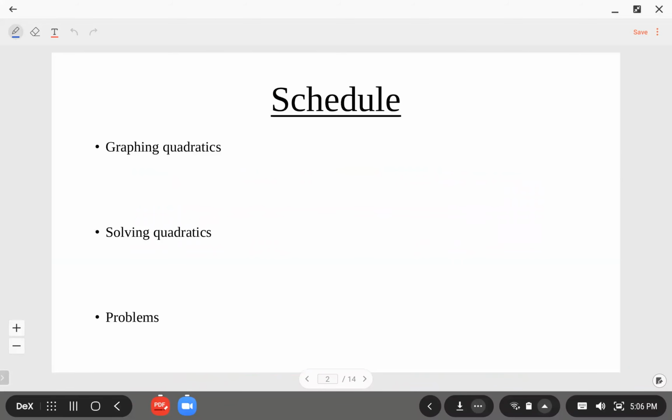So let's look at our schedule. First, okay, the schedule is messed up. Problems is not the last part. We're only doing problems this lesson. Basically, it's just these two. First, we're going to review graphing quadratics and solve problems related to graphing quadratics. Next, we are going to be solving quadratics using two methods, square root and factoring.